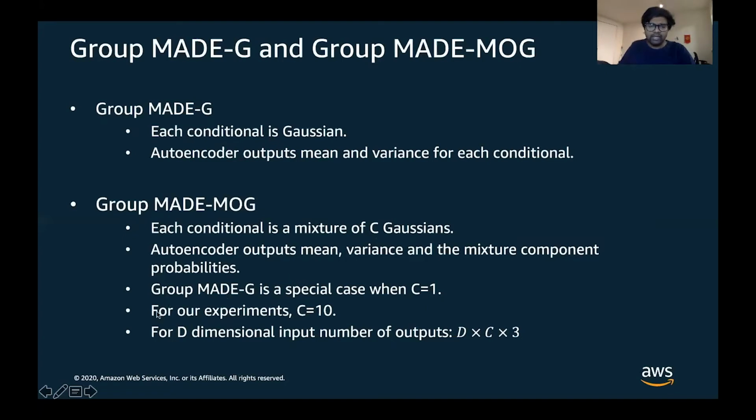To give you an idea, for a D-dimensional input, the number of outputs is D multiplied by C by 3. Remember, each output unit is one conditional distribution, and that conditional distribution is a mixture of Gaussians. To represent that, there are C components per conditional, so that's D multiplied by C. And for each Gaussian mixture component, you need the component probability, the mean, and the variance. That's why the number of outputs is D multiplied by C by 3.